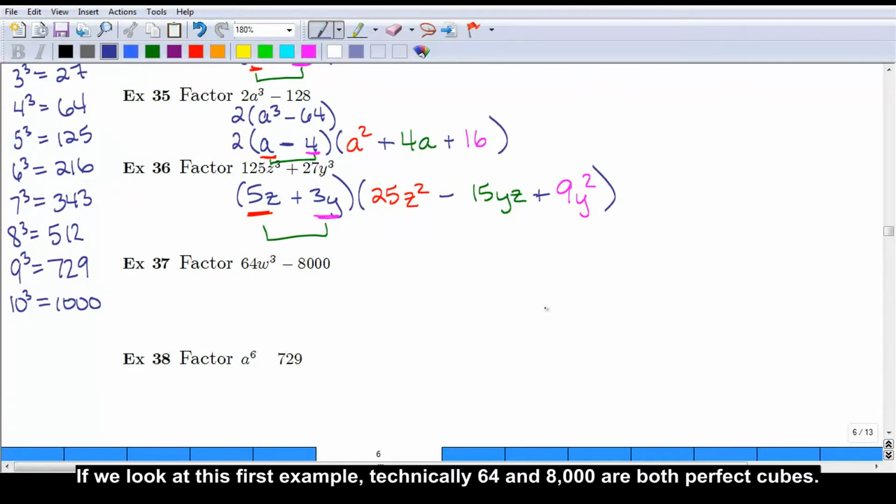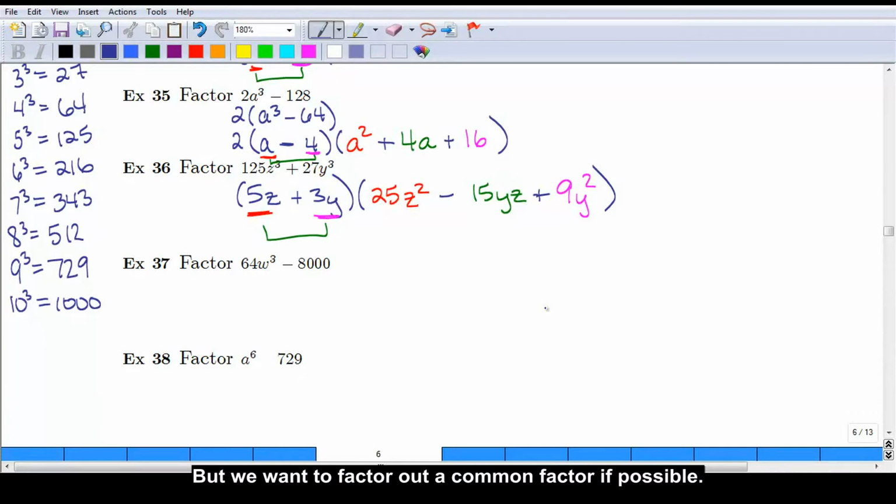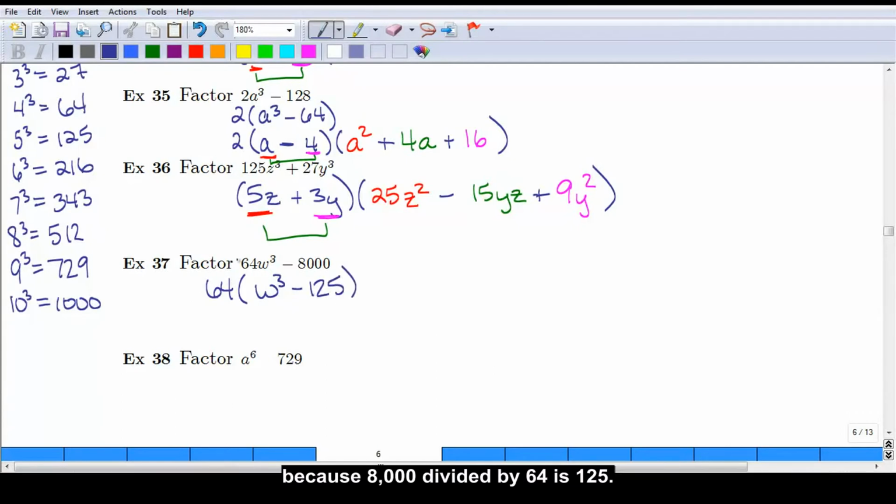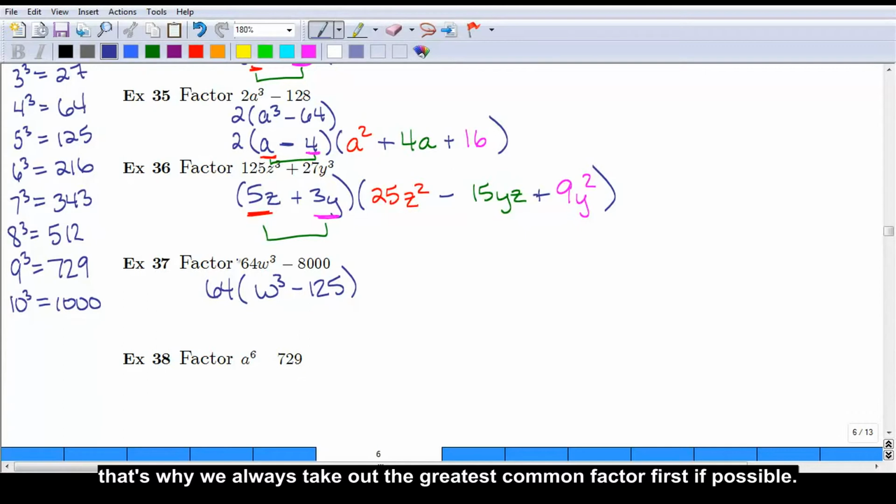If we look at this first example, technically 64 and 8,000 are both perfect cubes, but we want to factor out a common factor if possible. And if you look at this, it actually turns out that 64 is the common factor. So in this case, we factor out a 64, and we're left with w cubed minus 125, because 8,000 divided by 64 is 125. And again, these are nicer numbers to work with. That's why we always take out the greatest common factor first, if possible.